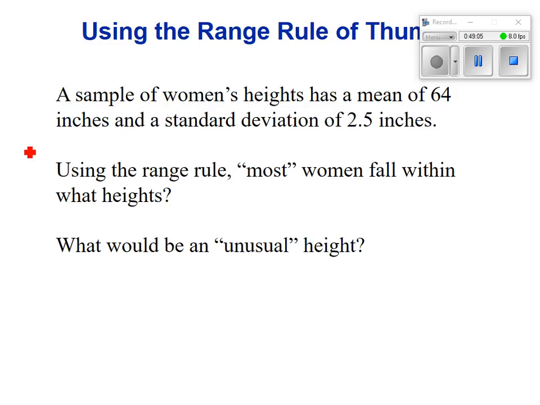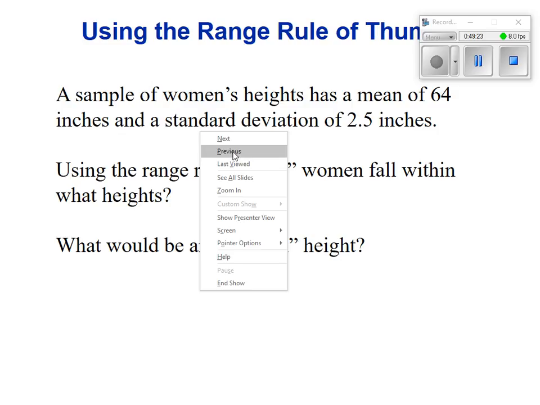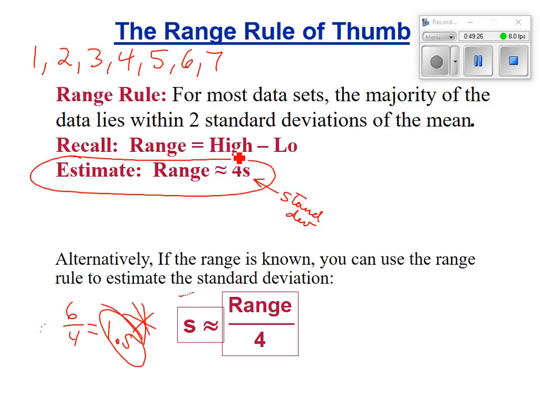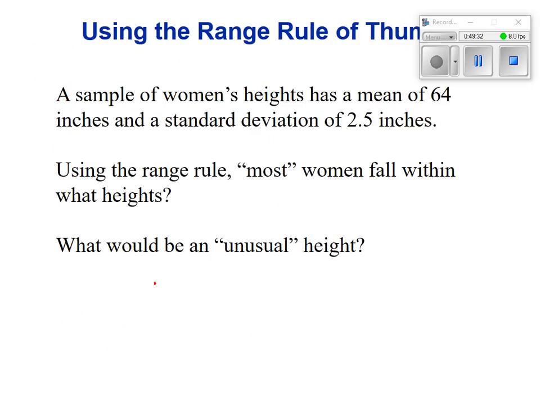A sample of women's heights has a mean of 64 inches and a standard deviation of 2.5 inches. Using the range rule, most women fall within what two heights? So if we go back to this real quick, the range, high minus low, is 4 times the standard deviation. We know the standard deviation is that, so we multiply that by 4. What's 2.5 times 4? 10. So that tells us that our range should be 10.